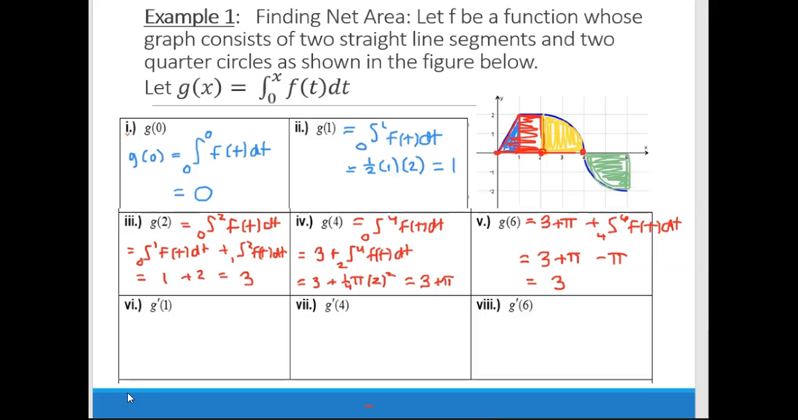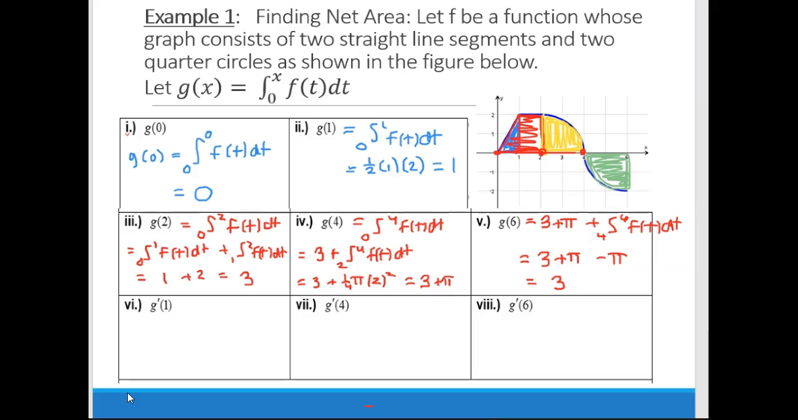Okay, I got some notes. For VI, VII, and VIII, be very careful. These are no longer asking me about g of x. They're asking me about g prime of x. So let's talk about how the derivative would relate to g. So I'm just going to write in my space. You can use that space in B. You can use this space up above.